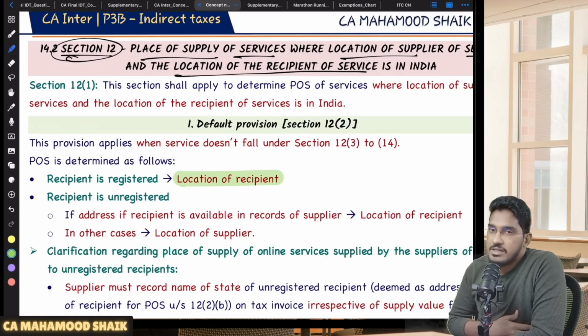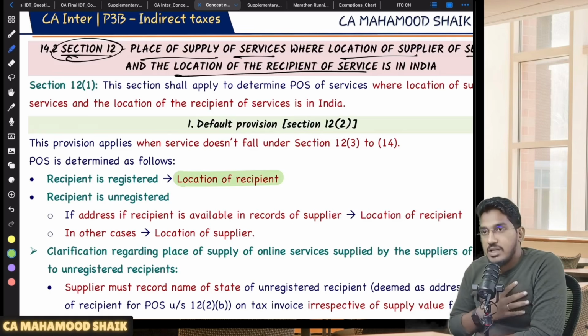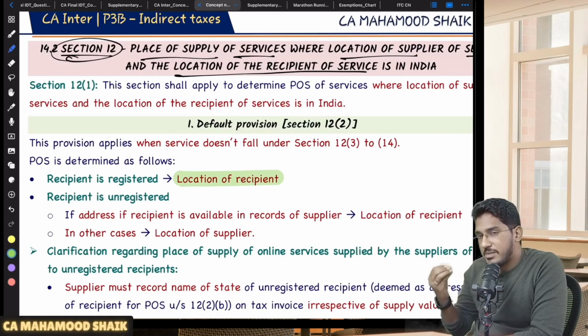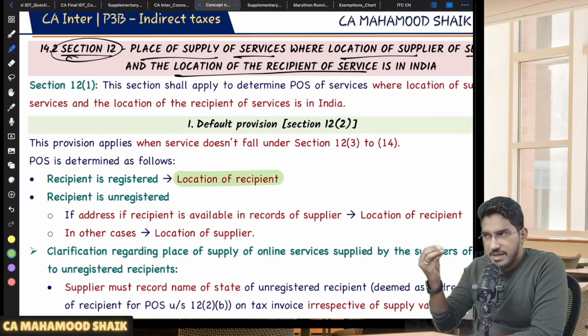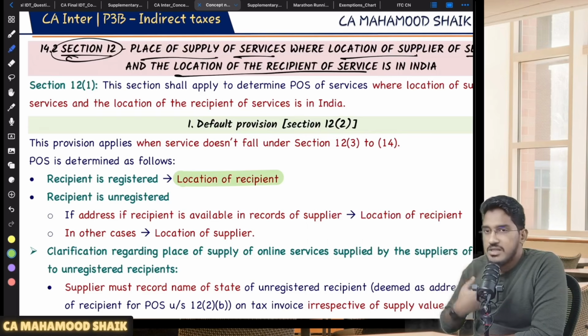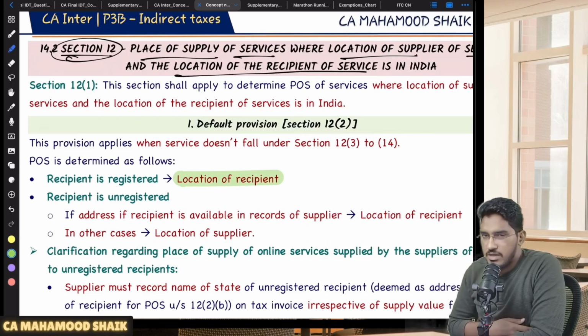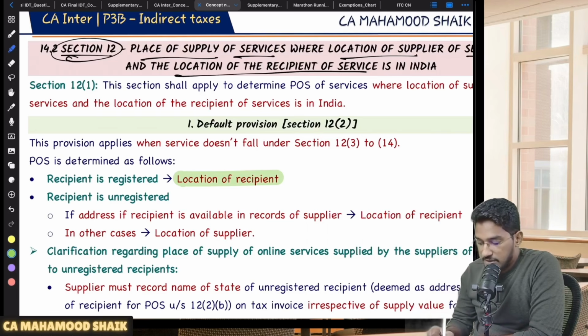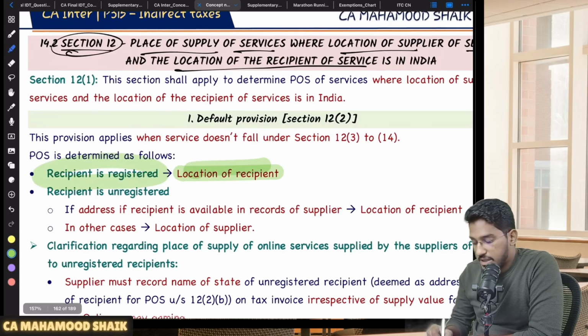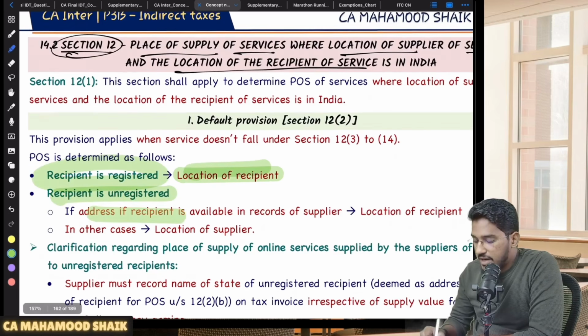Sir, what if the recipient is an unregistered person? Then I have to check: as a supplier, am I maintaining my recipient's address? If the location of the recipient is available, location of the recipient. Sir, I don't have such a habit. I am not maintaining any address of the recipients. In that case, location of the supplier. That's all. This much you have to remember. So if the recipient is registered, location of the recipient. If the recipient is unregistered, if the address is available in the records of the supplier, location of the recipient.